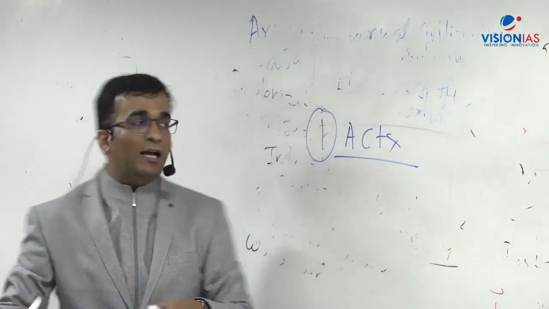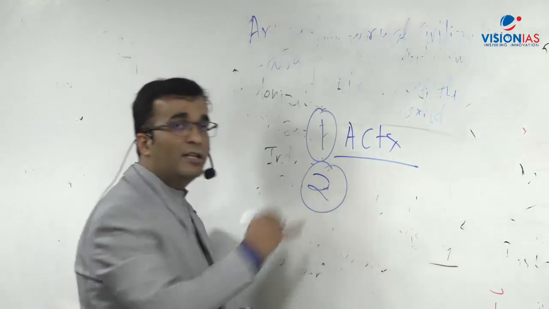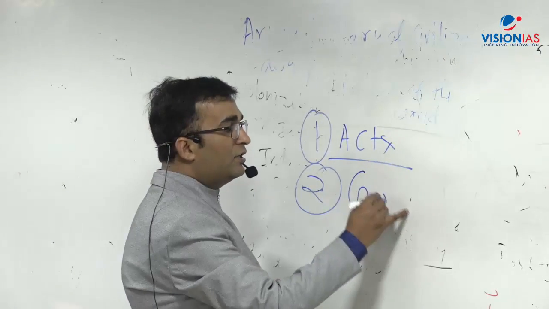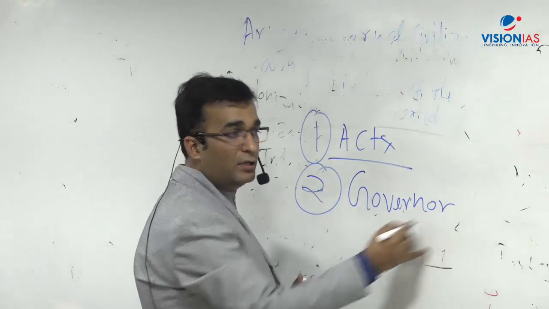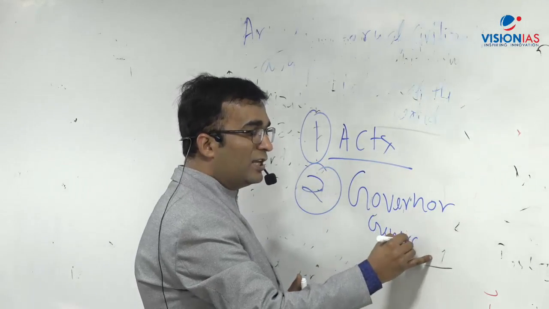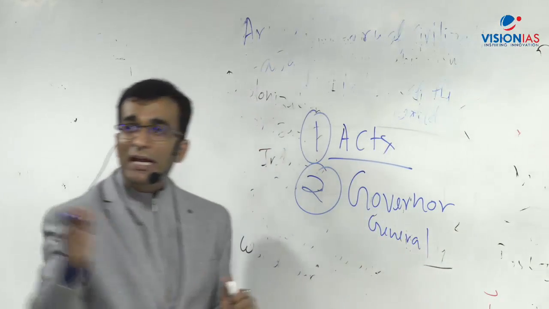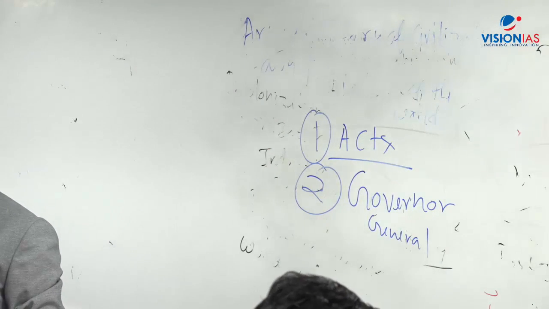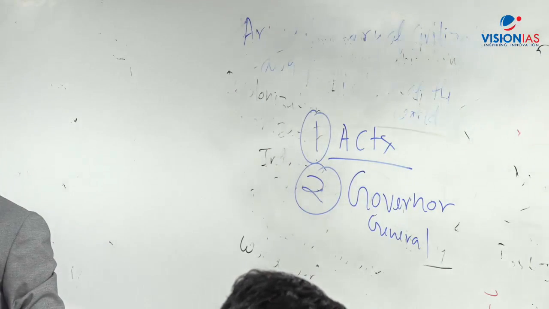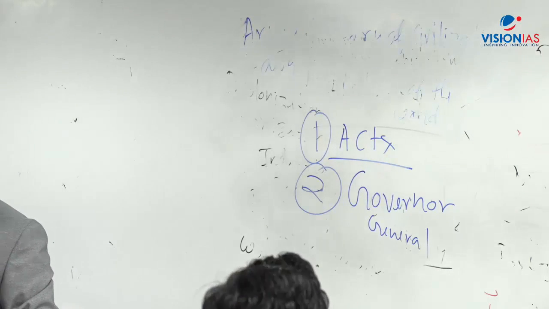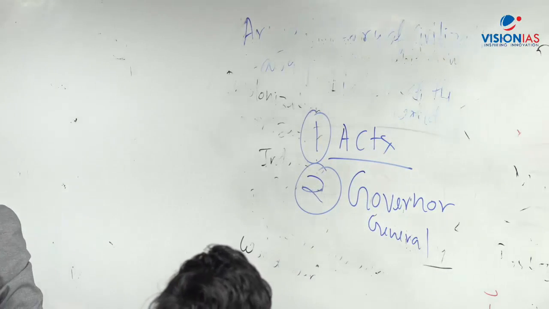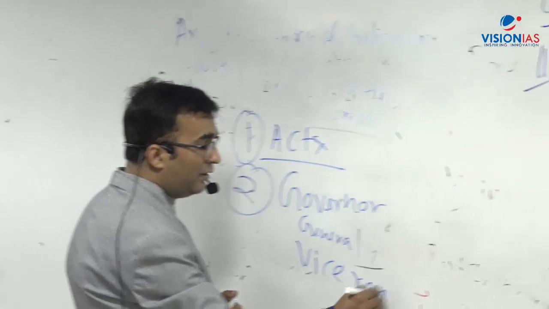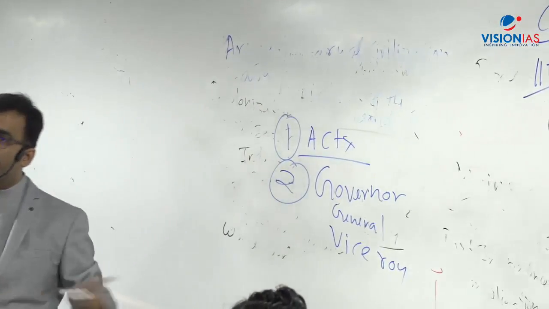Then after the acts, the next section from which they ask questions in modern Indian history is the questions on the Governor Generals. Before 1857, whoever the British authority was in India was known as Governor General, and after 1857 the designation was changed to Viceroy. So they ask questions related to Governor General and Viceroy from this section.